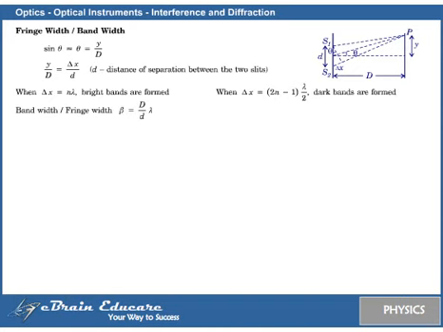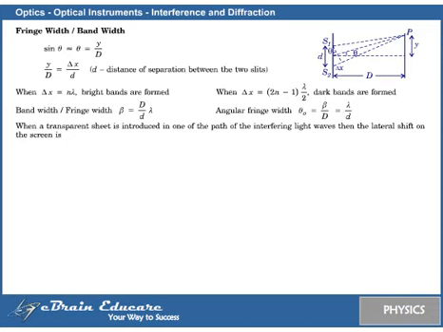The bandwidth or fringe width beta equals capital D by small d into lambda. The angular fringe width theta 0 is equal to beta by capital D, which is equal to lambda by small d.